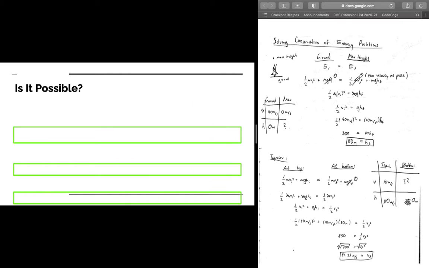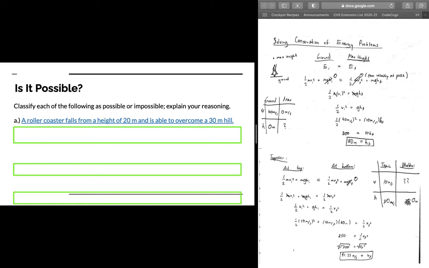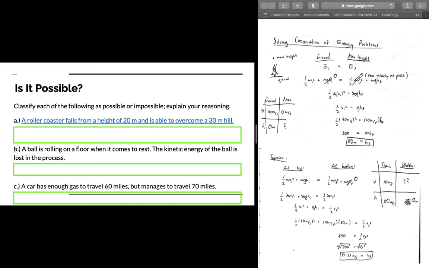So let's take a look at the scenarios here. Is it possible to classify each of the following as possible or impossible? Please explain your reasoning. A: A roller coaster falls from a height of 20 meters and is able to climb a 30-meter hill. B: A ball is rolling on the floor when it comes to rest. The kinetic energy of the ball is lost in the process. And C: A car has enough gas to travel 60 miles but manages to travel 70 miles on a horizontal road. So there is no downhill component or anything like that. Please take a moment to think about these and answer these in your note sheets, and then we'll go over them as a class together.